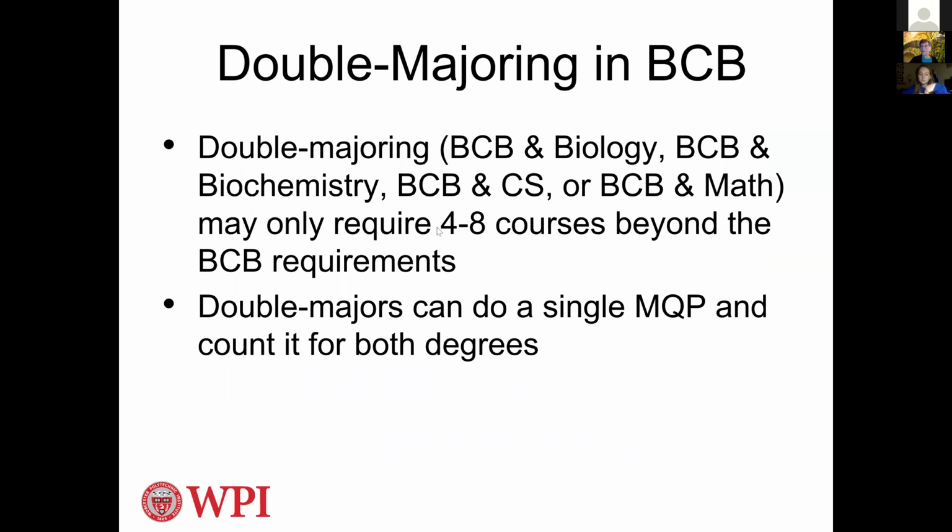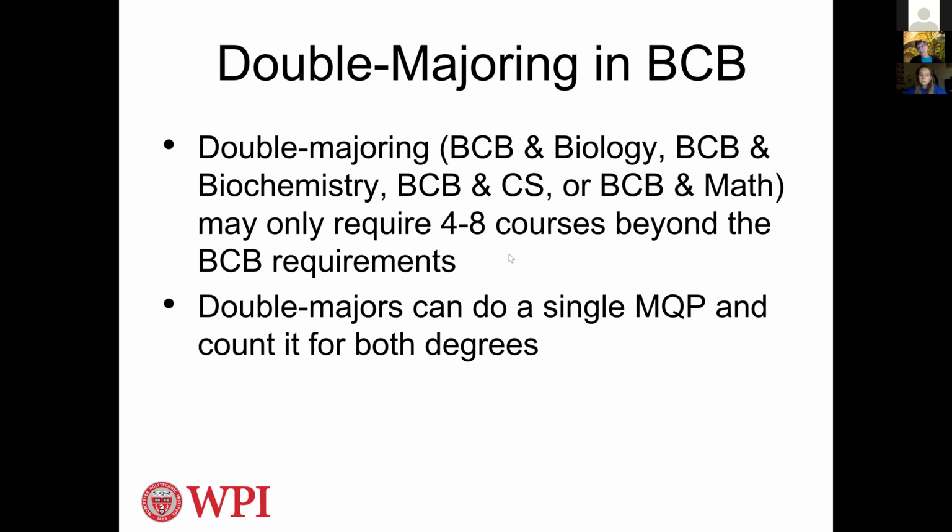If you're careful in how you choose your courses, it can require somewhere between 4 and 8 courses beyond the BCB requirements. And remember, the students take 12 courses a year. So 4 extra courses is not as much as it might sound like if we had them organized in a different way. It's out of 48 total courses if you took 3 courses every term.